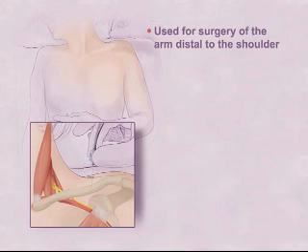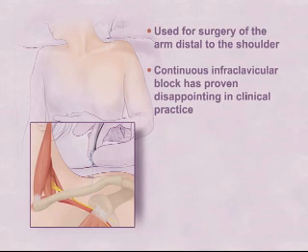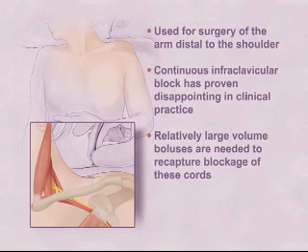Because wrist and elbow surgery requires all the cords to be blocked, and postoperative pain management of these joints also requires all three of the cords to be blocked, the continuous infraclavicular block has proven disappointing in clinical practice. The reason is that all three of the cords are blocked with the initial relatively large volume primary block, but only the cord on which the catheter has been placed seems to be involved with a smaller volume continuous infusion. This leaves the other two cords unblocked, and relatively large volume boluses are needed to recapture blockage of these cords.